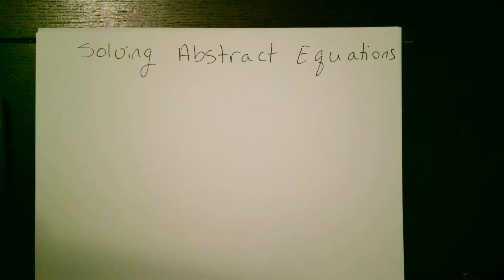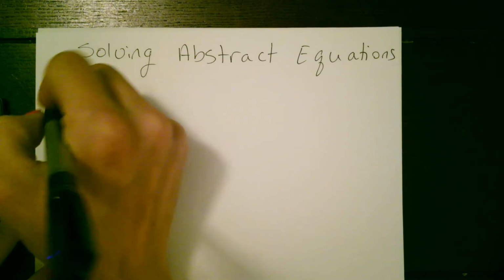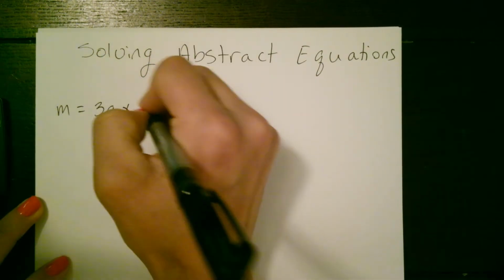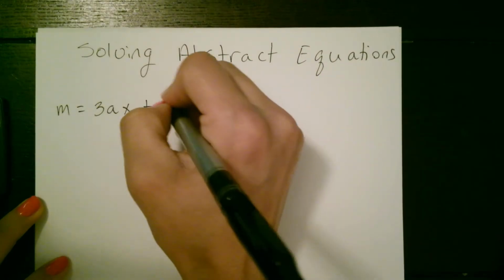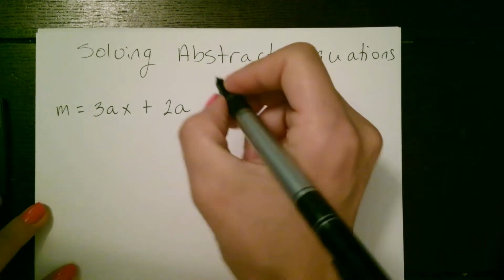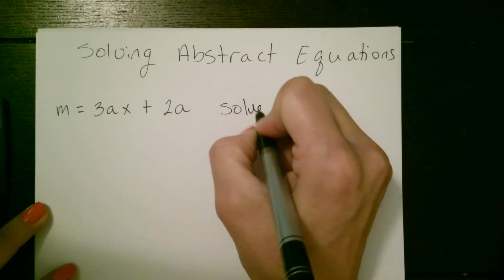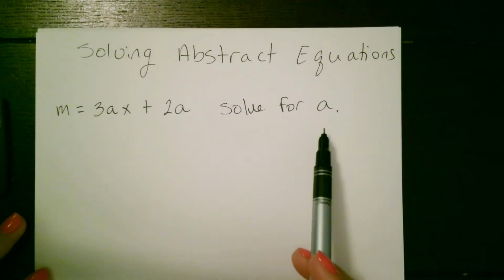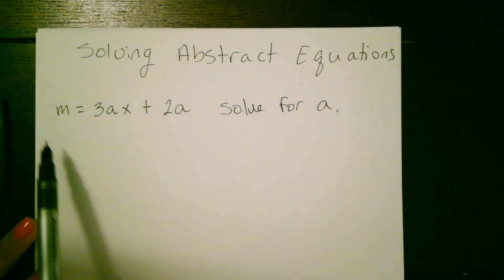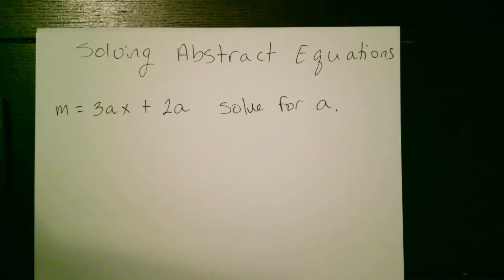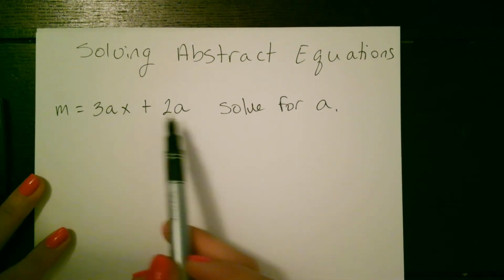Alright, so we're looking at solving abstract equations. Let's say I have something like m equals 3ax plus 2a, something crazy like that, and it asks me to solve for a. So what I'm wanting to do here is to get a all by itself. And any other variable, any other letter in the equation, I'm going to look at just like another number. So my only concern here is to get a all by itself.